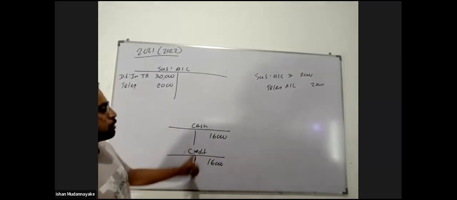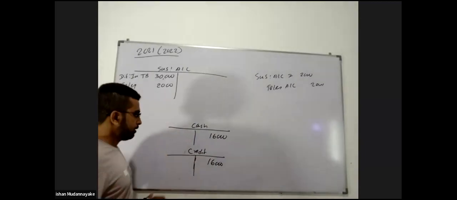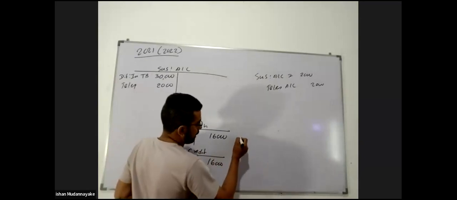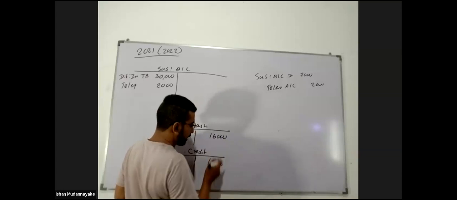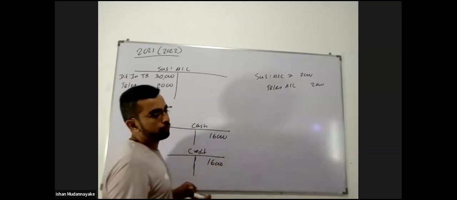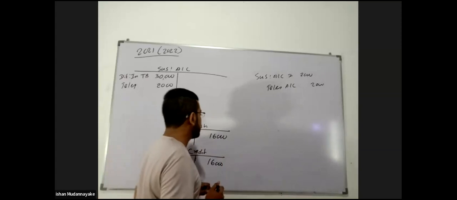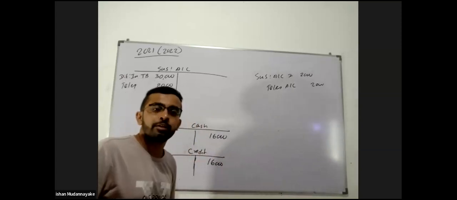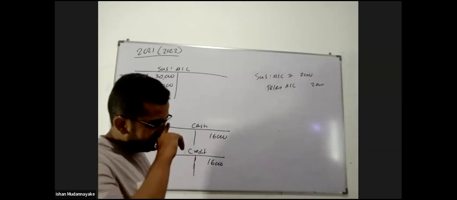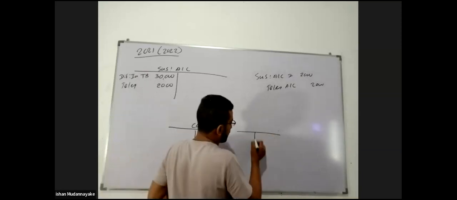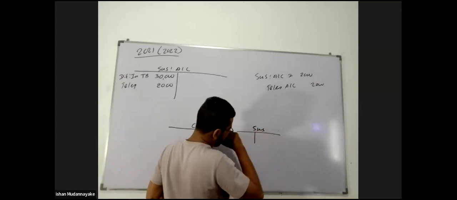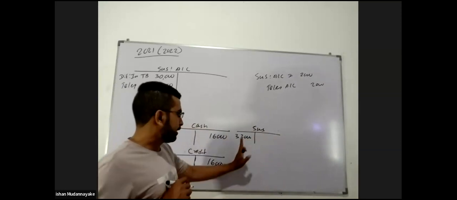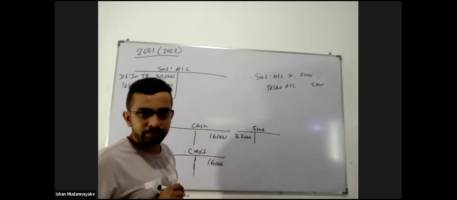Because of this, in the trial balance the debit side has no balance, but the credit side total amount is 32,000. Definitely you transfer the difference to the suspense account. You debit this 32,000 in the suspense account. Then debit side 32,000, credit side 32,000, both sides balance.